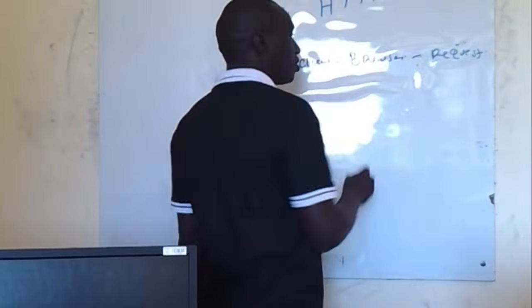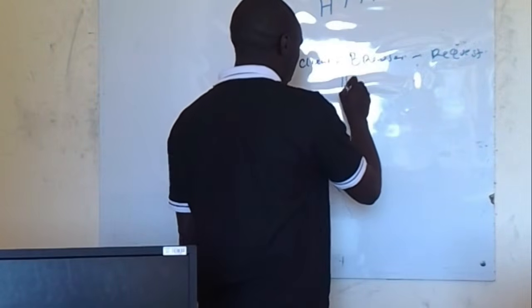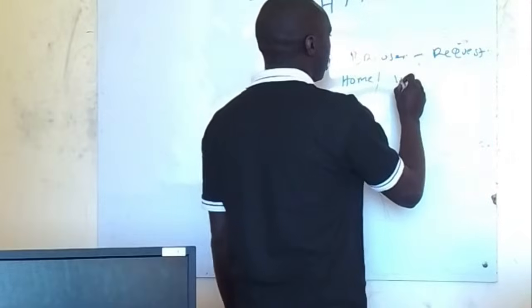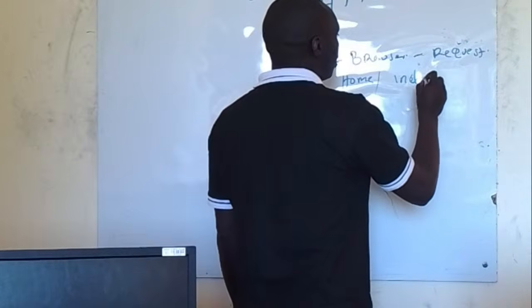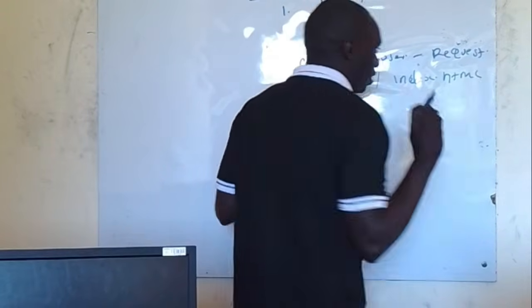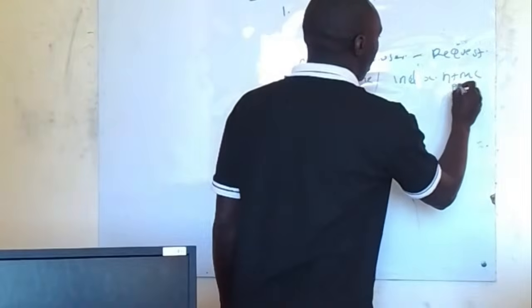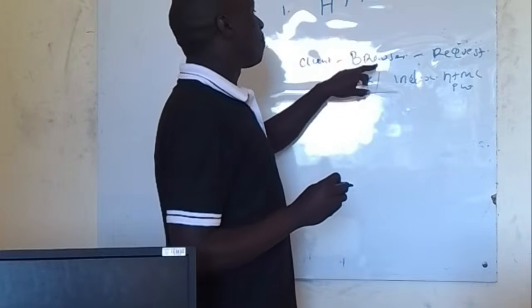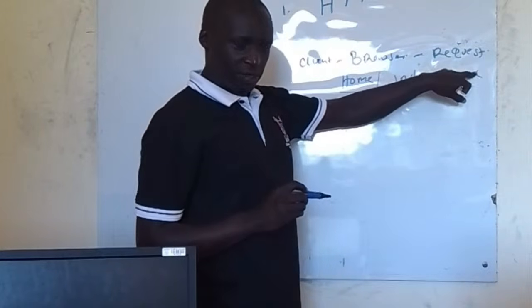When I make a request, the landing page or the home page will load, which in this case is usually known as the index. Index dot, for example, HTML, I'm giving an example, or .php. So the client will use the browser to make a request.